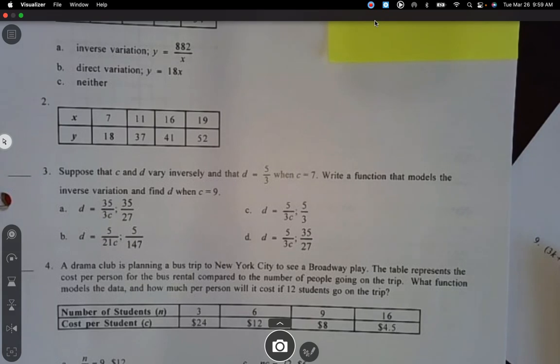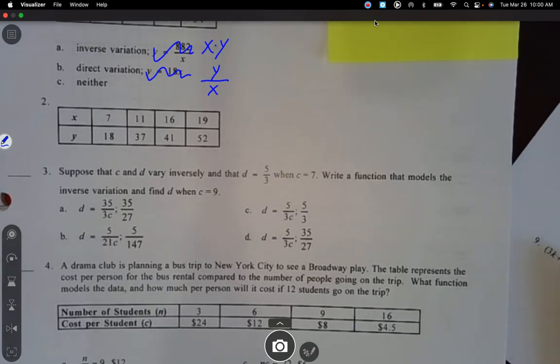Remember, if it's direct, you would divide them to see if you get the same thing. If it's inverse, you're going to, I know this is for the problem above it, but I'm just writing up here. Okay, so let's say, what's 18 divided by 7? I'll just see if it's direct variation.